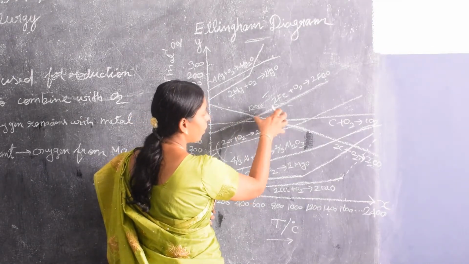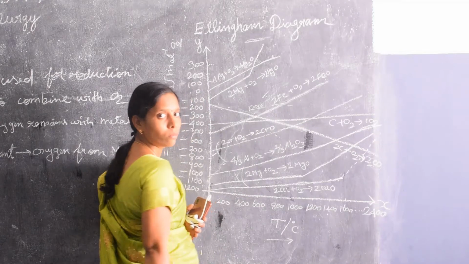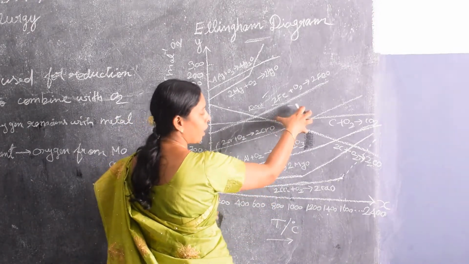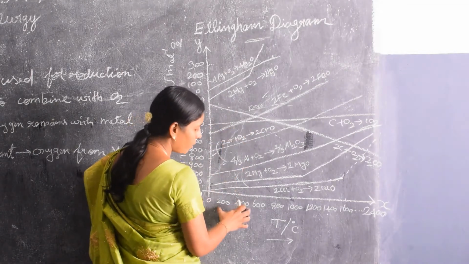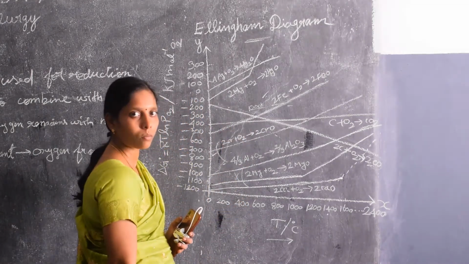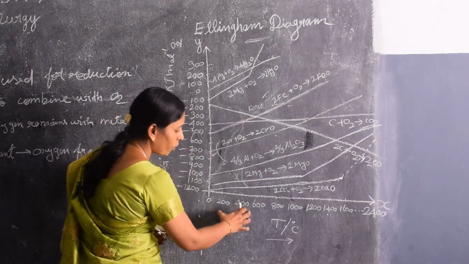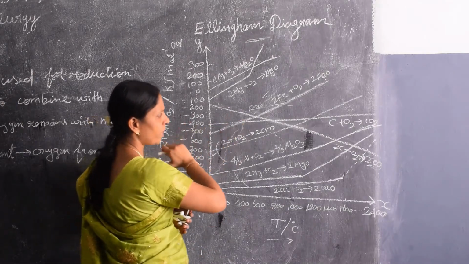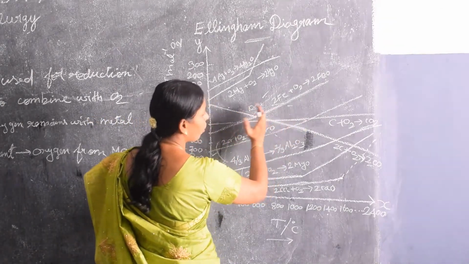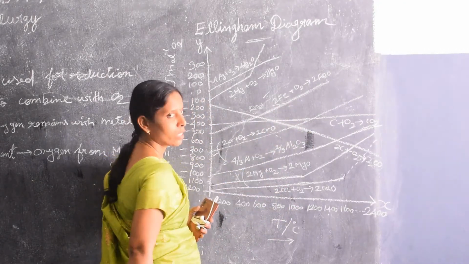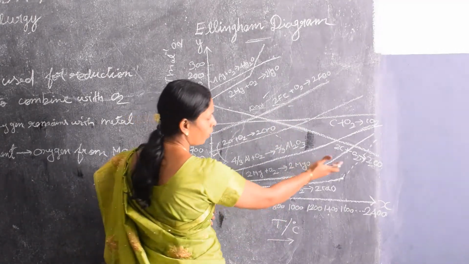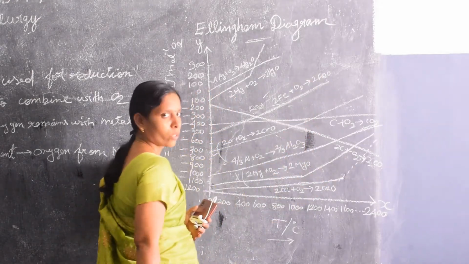So here thermodynamic feasibility is possible. Thermodynamic feasibility is favored or possible. But below the 1000 Kelvin, the thermodynamic feasibility is not possible. It's not possible below the temperature of this reaction, and above the temperature, above 1000 Kelvin, at high temperature, thermodynamic feasibility is here possible for carbon monoxide and iron oxide.